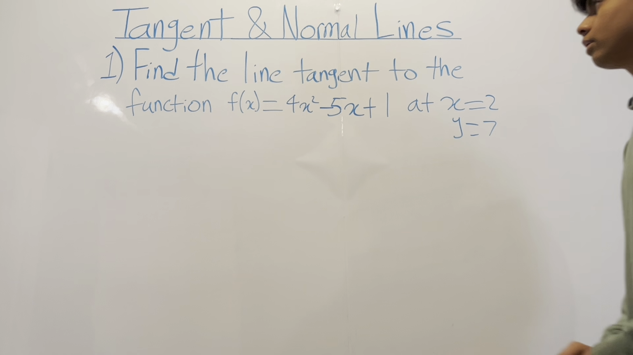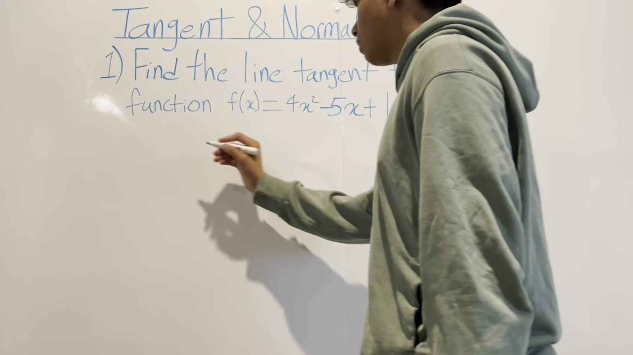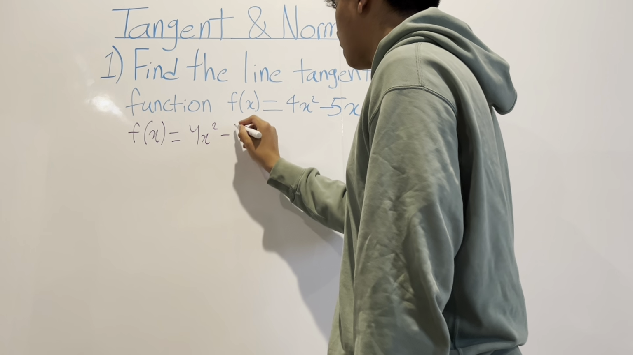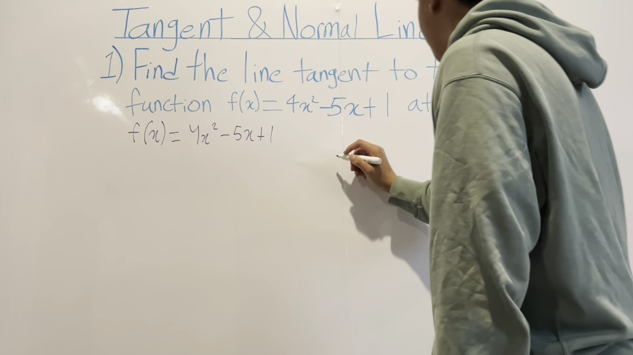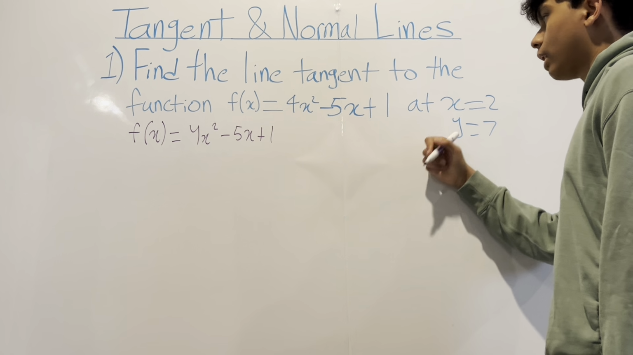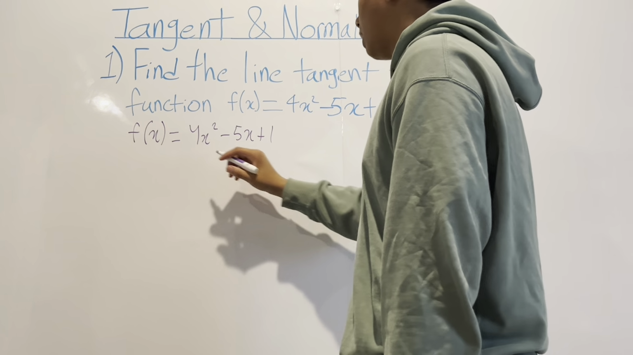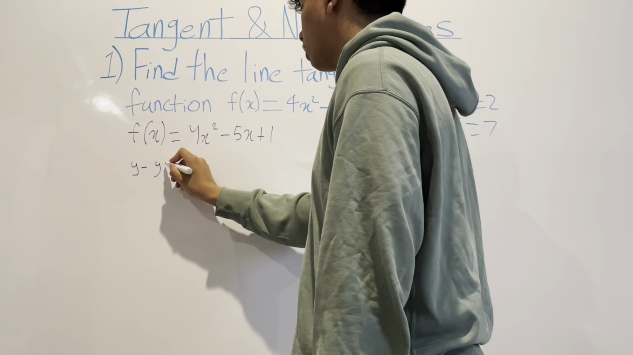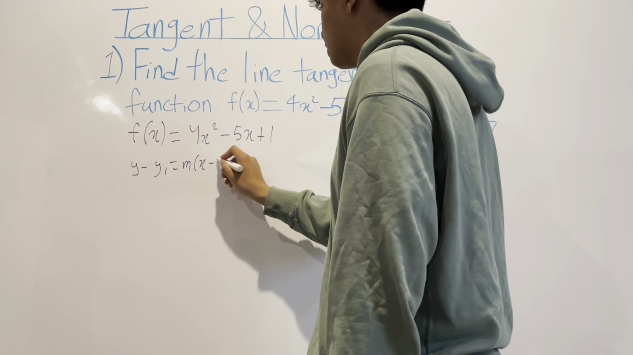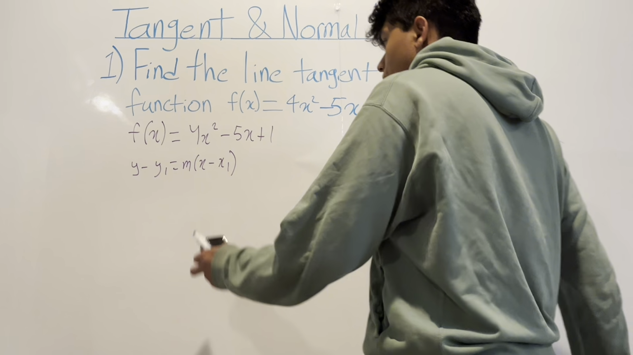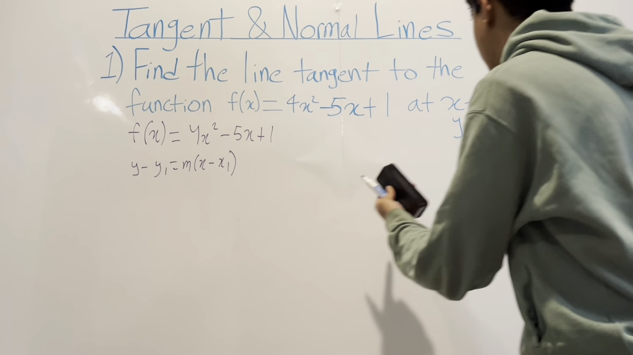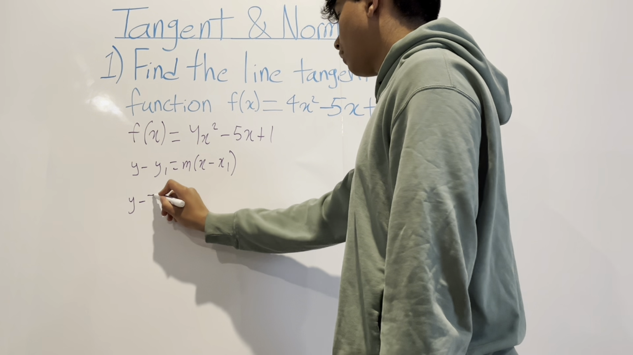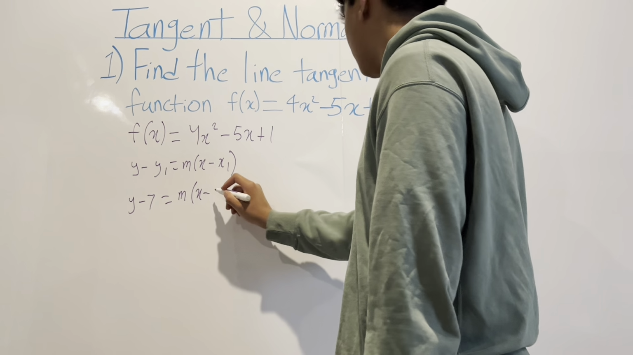So we have the function f of x equals 4x squared minus 5x plus 1. And we're given that we have x equals 2 and y equals 7. And a really easy way to find the equation is using point slope form, which is y minus y1 equals m times x minus x1. And we have x1 and y1, which is 2 and 7. So we can fill in those variables. So y minus 7 equals m times x minus 2.